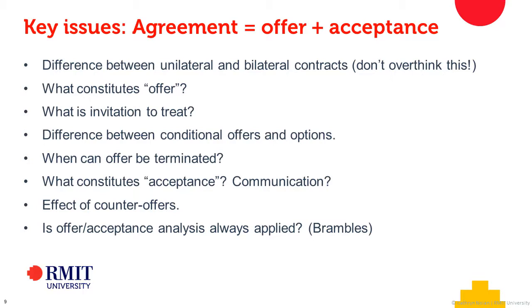You need to be able to understand the difference between a conditional offer and an option. We also need to be able to consider when an offer can be terminated and how it's terminated. We need to be able to identify what acceptance is and understand the importance of communicating acceptance. Ultimately, as well, it's important to understand what a counter offer is and what its impact is on a negotiation, and then really ultimately come to that overview test in Brambles. So if all else fails, we have a test for finding whether or not we've achieved mutual assent.